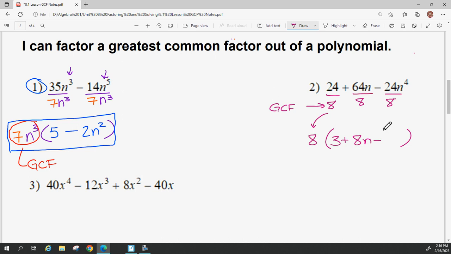I'm bringing my signs down. 24 divided by 8 again is 3. And that n to the fourth is still there because I'm not dividing by n. So 8 is my greatest common factor. 8 times 3 plus 8n minus 3n to the fourth is my factored version of this polynomial.